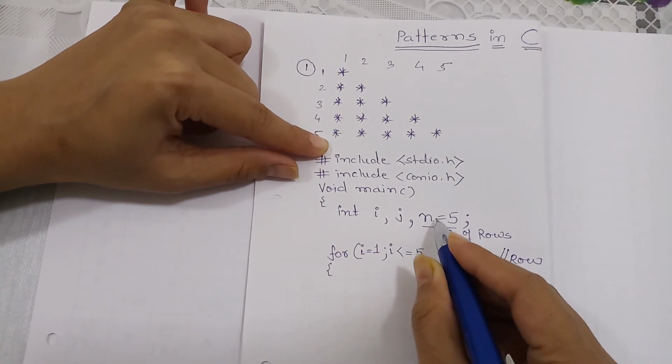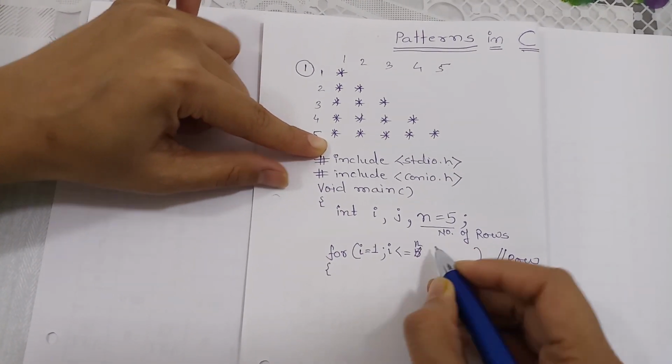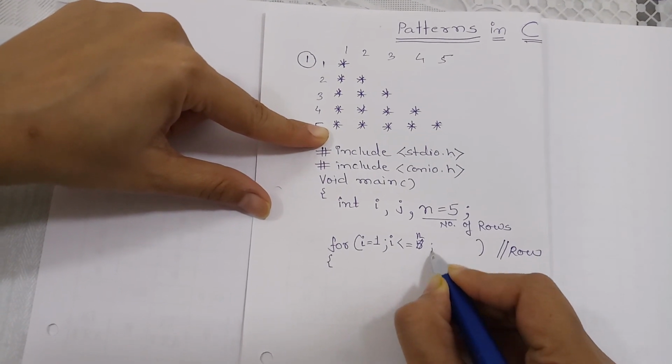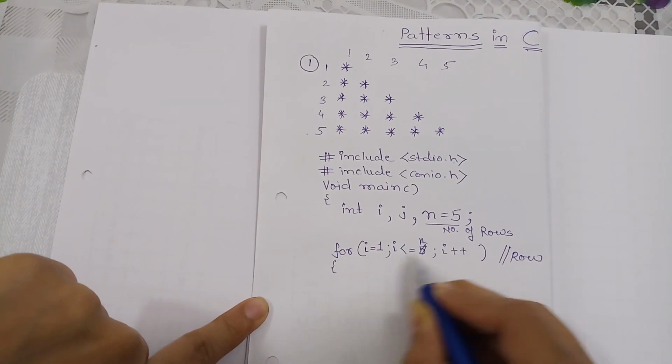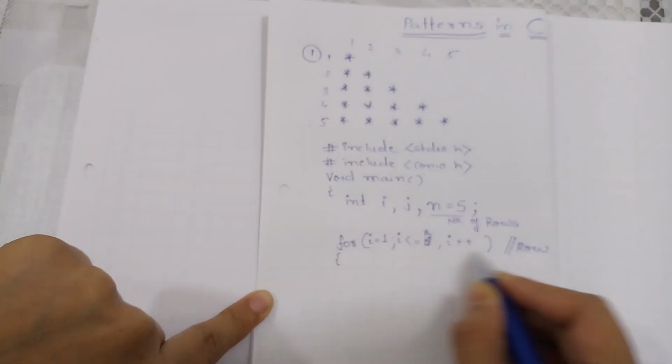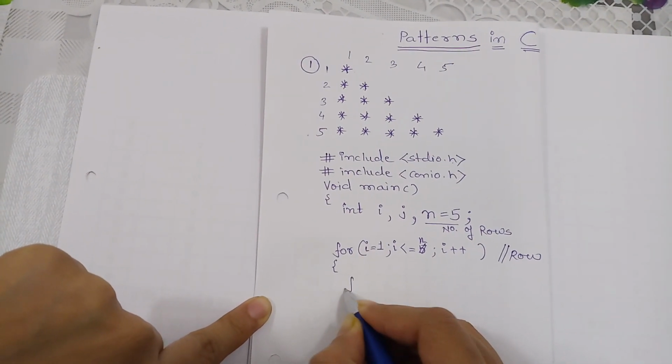It's not 5 actually. I have initialized it to n. So it is less than or equal to n, I plus plus. There should be no semicolon after for loop. So these many rows will be printed.